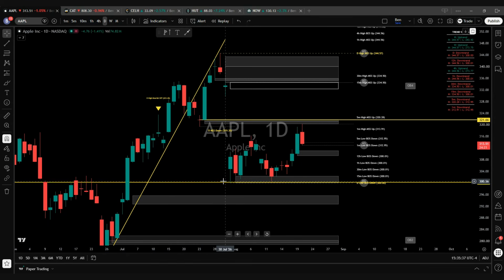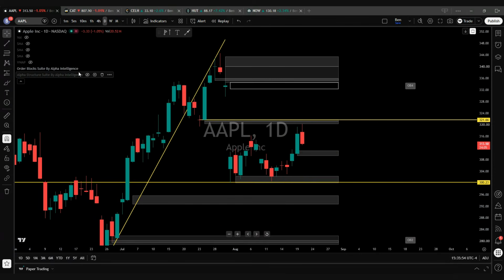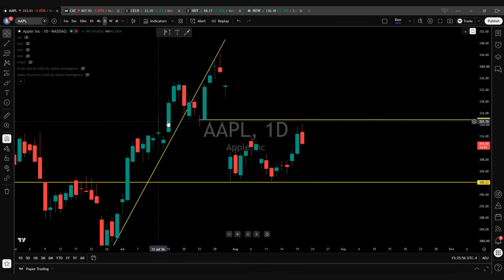Now, because we created this order block, this would have been a great opportunity to take your profits, because even though it's a 5-minute time frame for order blocks, it still gives you an idea of where the sellers are sitting. Now, if we remove the order blocks, take alpha structures off there, this is where I was saying the retrace on Apple could have gone.